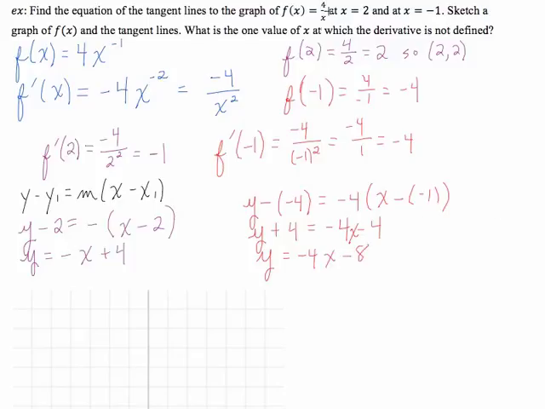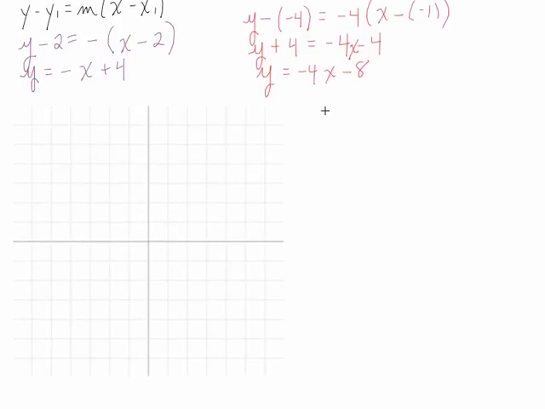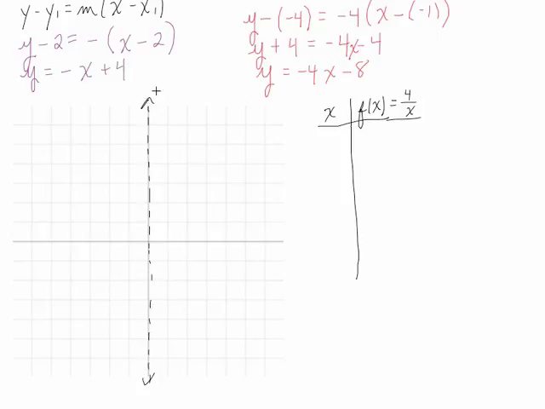Now let's sketch the graph of 4 over x and the tangent line. So 4 over x is the graph that I'm sketching. We'll just plug a few points here. Okay, notice I cannot plug in 0. This is a rational function with a vertical asymptote at 0. So let's sketch that asymptote in there. Okay, let's plug in 1. When x is 1, y is going to be negative 4.